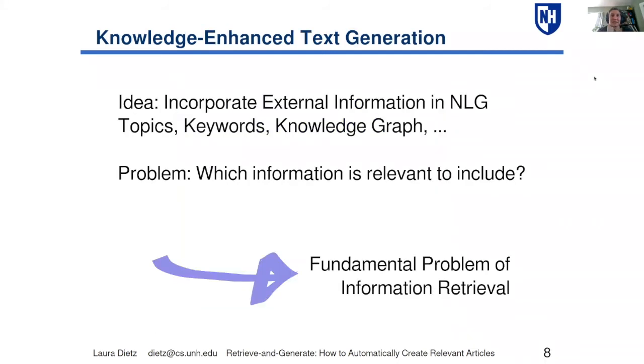All right. So the idea here is that if you want to incorporate external information in natural language generation, that's particular topics, keywords, knowledge graph fragments. And of course the problem here is, well, which information is relevant to include? And that's really, in my mind, the essential problem of information retrieval: to discern what is relevant for a particular information need and what other stuff is also there, which might be correct, but not really as central or relevant to what the user asked for.